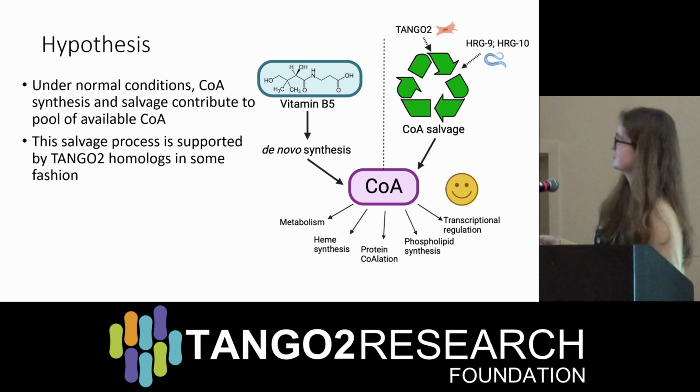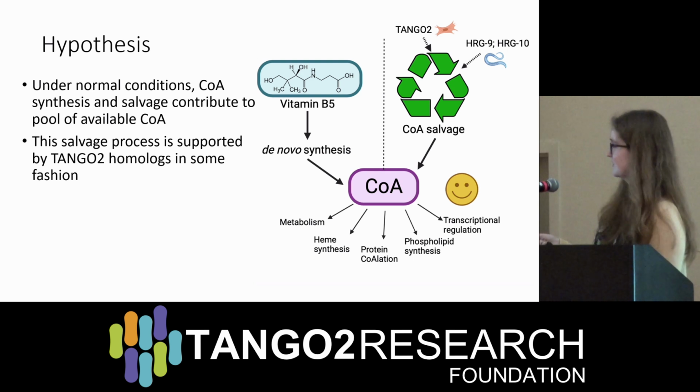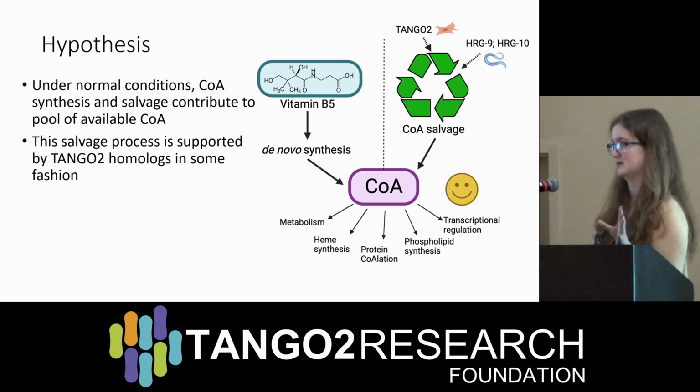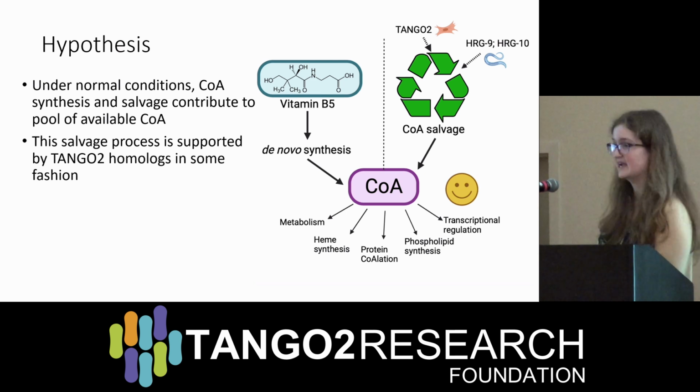So I want to introduce the idea that I'm testing for my thesis work. We know that vitamin B5 is taken into the cell when we eat it, and it goes through a process of synthesis and gets turned into a compound called coenzyme A, or CoA. This is the only thing we know that vitamin B5 does inside the cell. And this CoA compound is really important for a variety of processes within the cell.